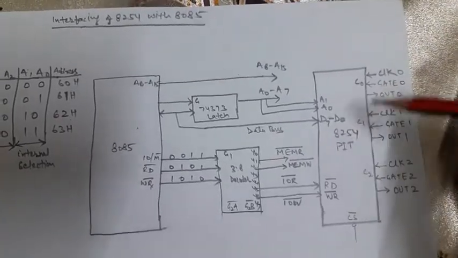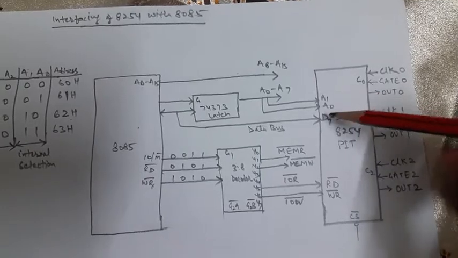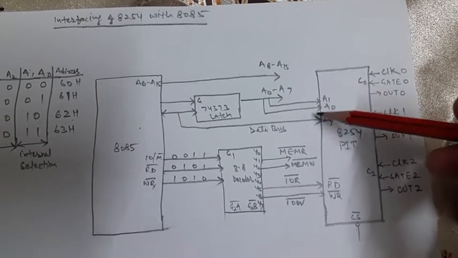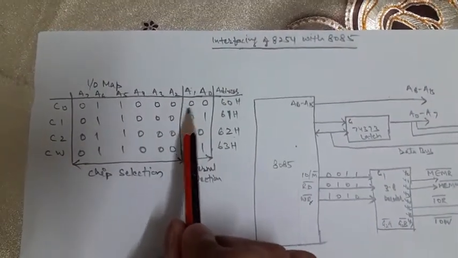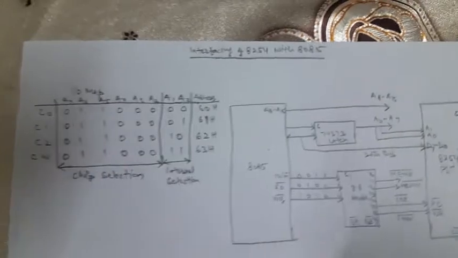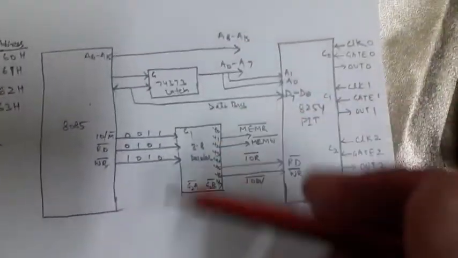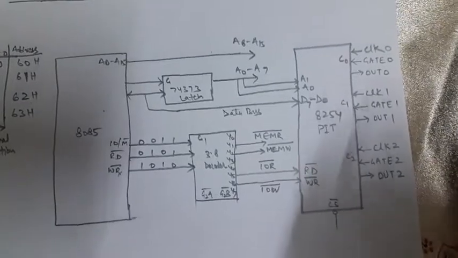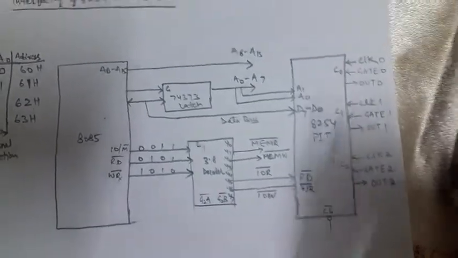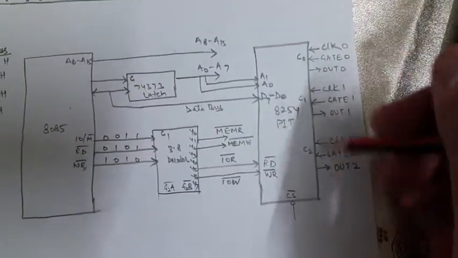So for those four addresses we require two address lines. That gives us four options: 00, 01, 10, 11. So we will do this when we do the IO mapping. First of all we will understand this diagram, although this is the same as we have done in the 8255 except these counter 0, counter 1 and counter 2.